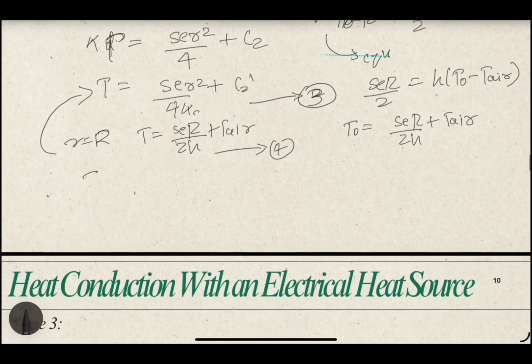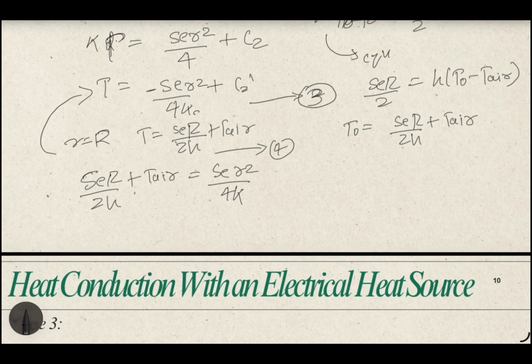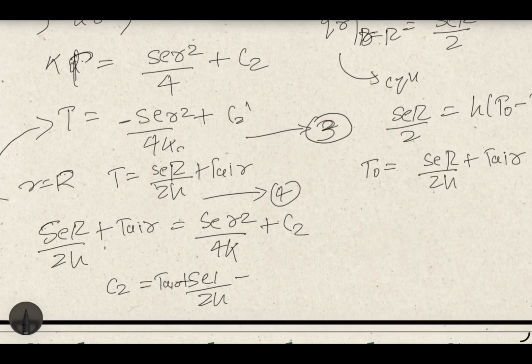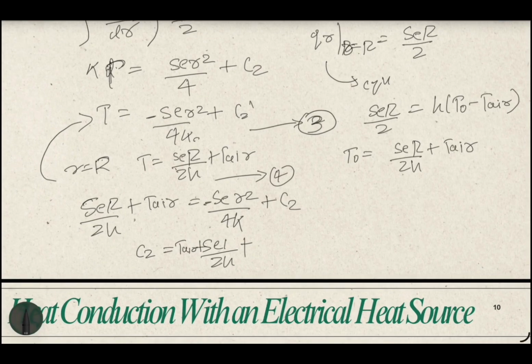So SE R upon 2H plus TR is equal to minus SE R square upon 4K plus C2. So we can find the C2 value as TR plus SE R upon 2H plus SE R square by 4K. Sorry, this would be capital R square. So this is our equation 5.